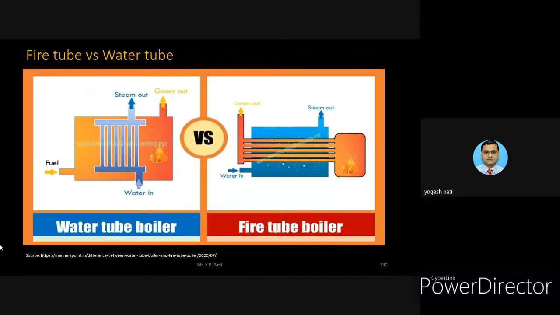It is very clear that in the water tube boiler, the tubes are vertically mounted, and in the fire tube boiler, the tubes are horizontally mounted. The inputs are the fire in the burner and water, and the outputs are the gas output and the steam output.